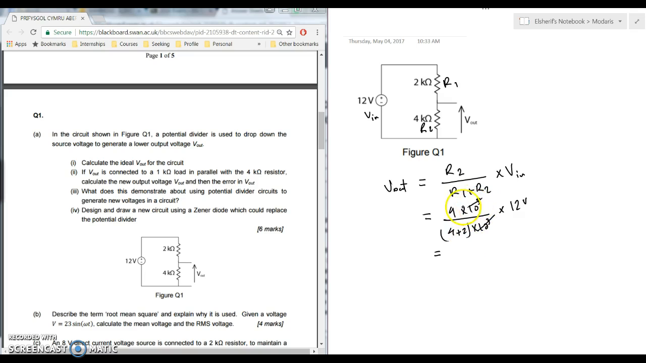So it's a potential divider. It depends on the ratio between the resistances of the two resistors. It's 2/3 of this, so it's 2/3 of 12, which is 8 volts. That's it.